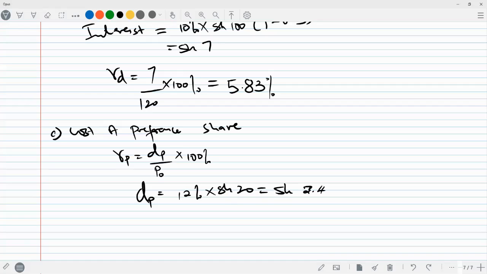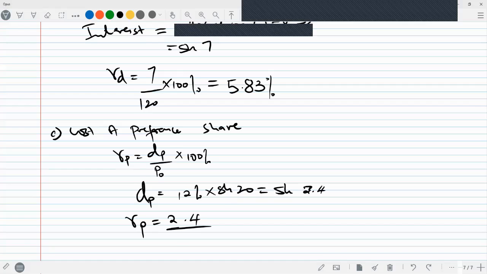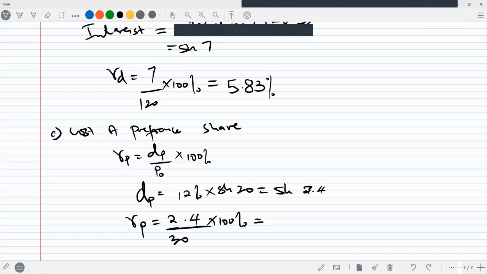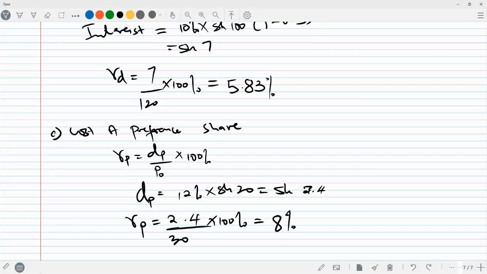We assume these preferred shares are also irredeemable. The market value per preferred share, as per note 1, is 30. Therefore, the cost of preferred share is the dividend, 2.4, divided by the market value, 30, expressed as a percent. We get 8% as the cost of this preference share.